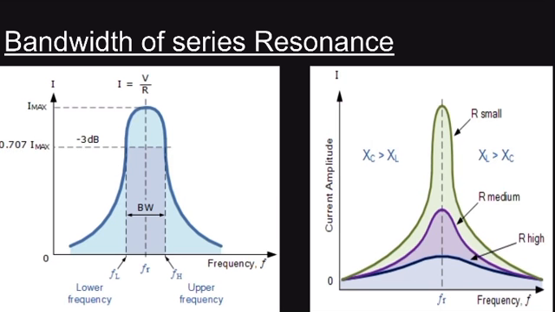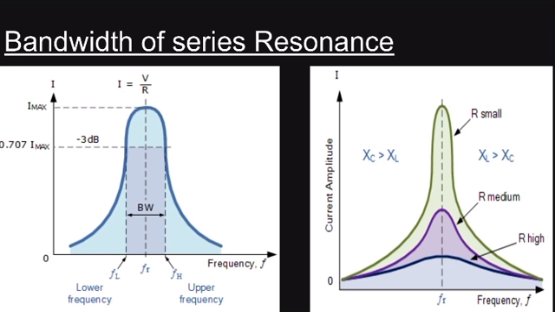Now let us see the bandwidth of the series resonance. The frequency response of the circuit current relates to the sharpness of the series resonance circuit. The sharpness of the peak is measured quantitatively and is called the quality factor Q of the circuit. The quality factor relates the maximum or peak energy stored in the circuit to the energy lost during each cycle of the oscillation, meaning it is the ratio of the resonant frequency to the bandwidth. The higher the circuit Q, the smaller the bandwidth, which is Q is equal to FR by BW. BW means the bandwidth.